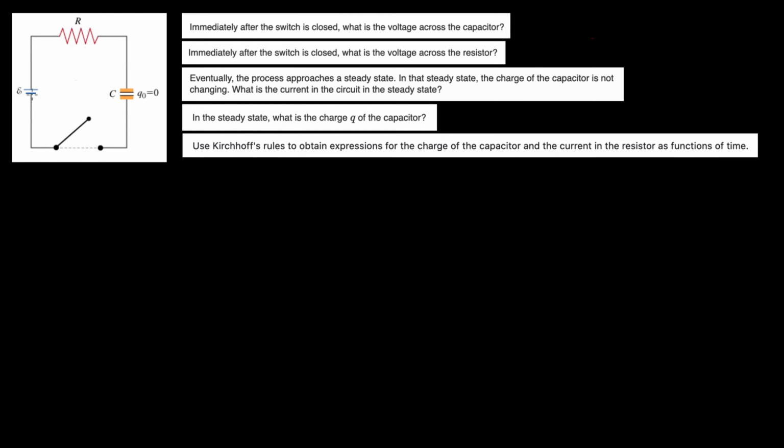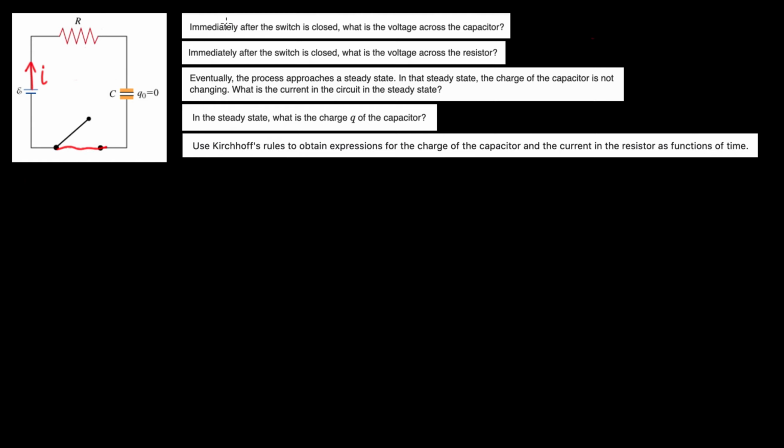So what I have over here is a circuit with a resistor and a capacitor in series with the battery. And initially the switch in the circuit is open. And now I'm going to close the switch just like this. And when I close the switch, the battery is going to produce a current that flows in this direction right here. It's going to flow clockwise.